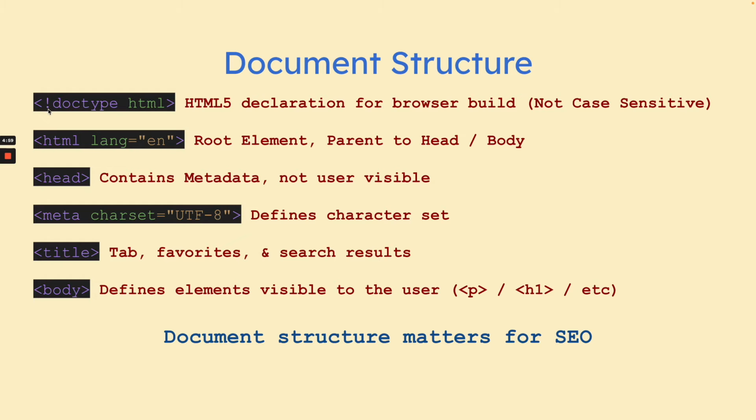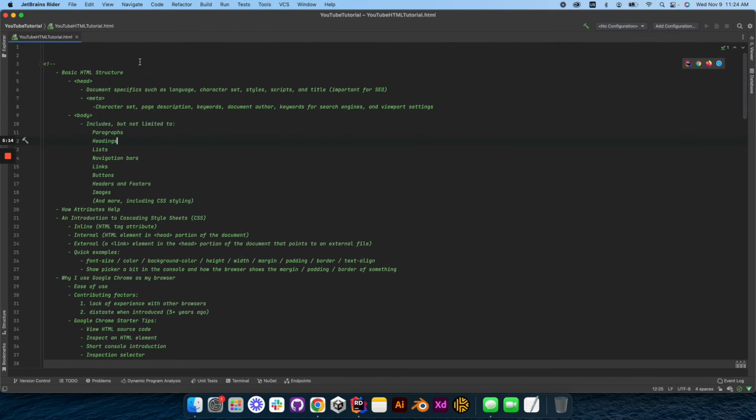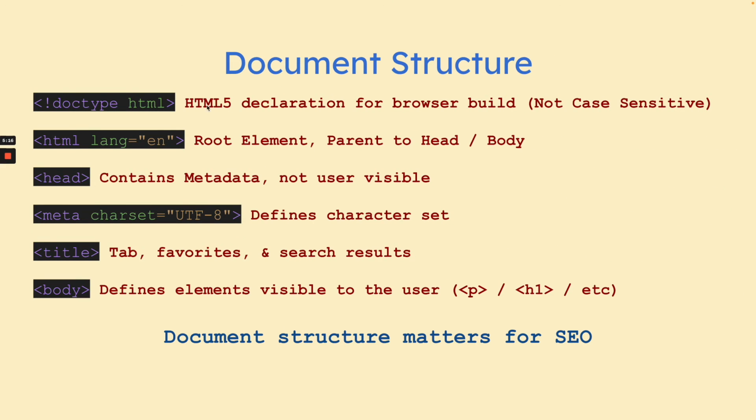We had the doctype HTML, we had the HTML tag, we had the head and the body inside of that, and inside the head you have the meta tags and title, and inside the body would have things like the paragraph and the H1, things of that nature, which we kind of went through in that last video, but the basic structure was there, and that's what this is.